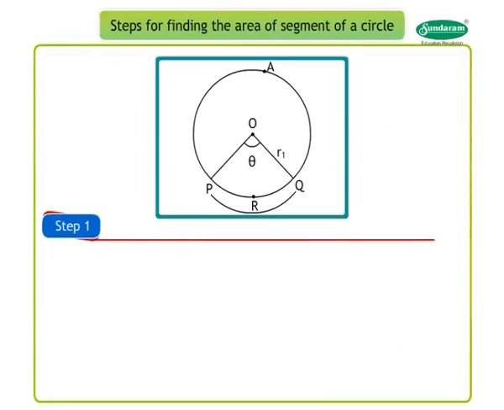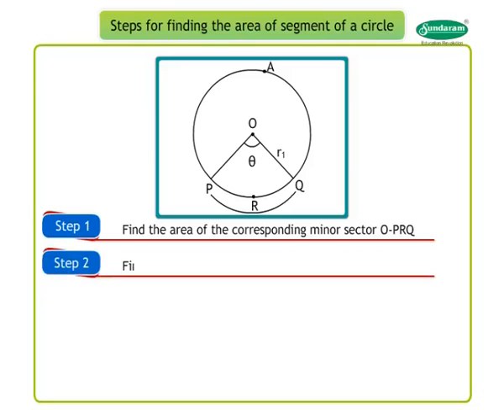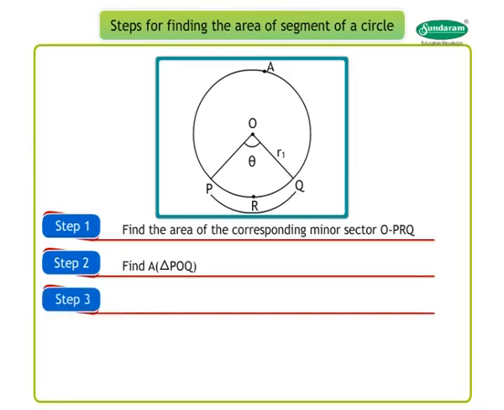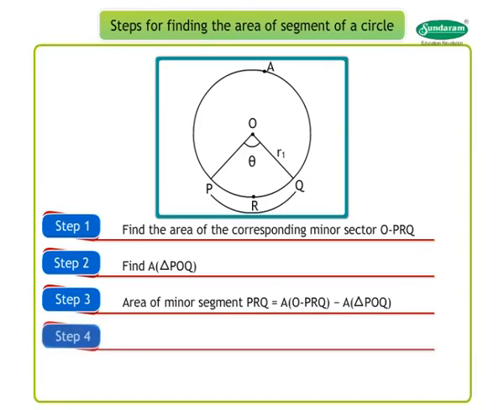Step 1. Find the area of the corresponding minor sector O-PRQ. Step 2. Find area of triangle POQ. Step 3. Area of minor segment PRQ is equal to area of sector OPRQ minus area of triangle POQ. Step 4. Area of major segment PAQ is equal to area of circle minus area of minor segment.